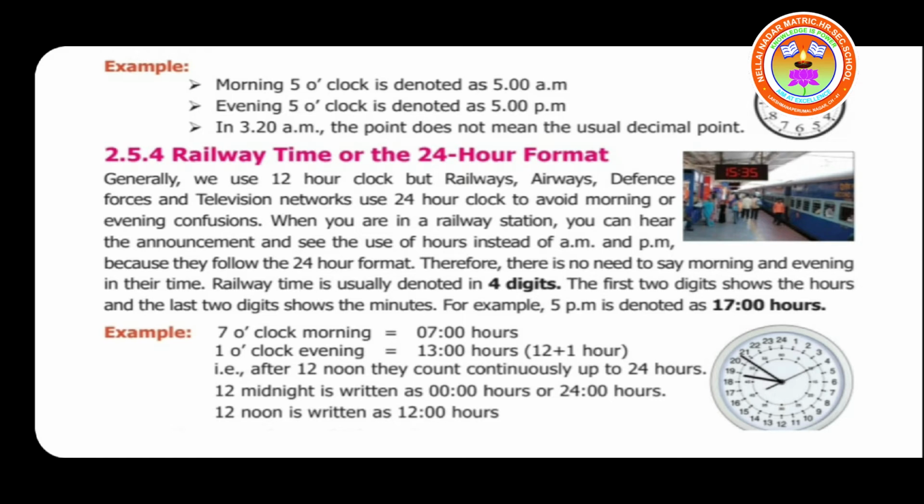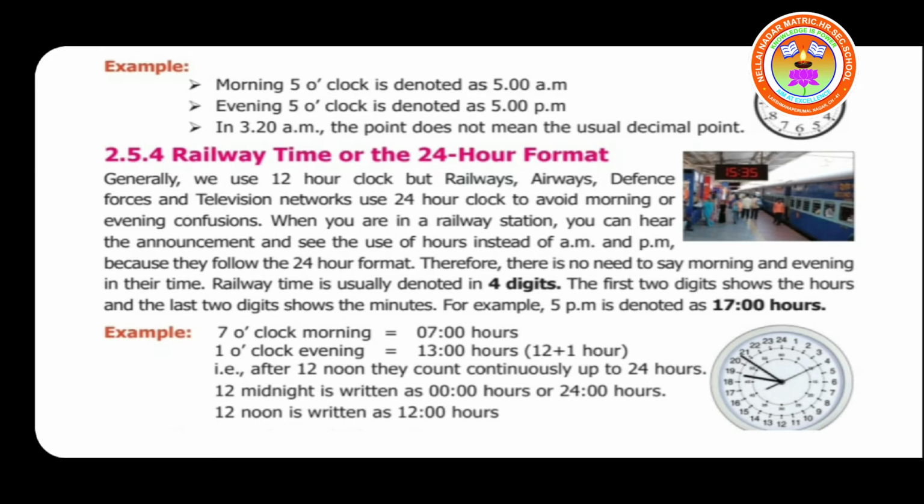When you are in a railway station, you can hear the announcement and see the use of hours instead of AM and PM. Children, you all went to the railway station, you could have observed how they say the announcement. They won't say 7 AM or 7 PM. They will just say it in the 24-hour format. For example, if it is 1 o'clock, they will mention 13 hours. That is 12, and after that 1 is added. 12 plus 1, 13. Like that, it will continue. The 24 hours will continue. Okay. So they follow the 24-hour format. Therefore, there is no need to say morning and evening.